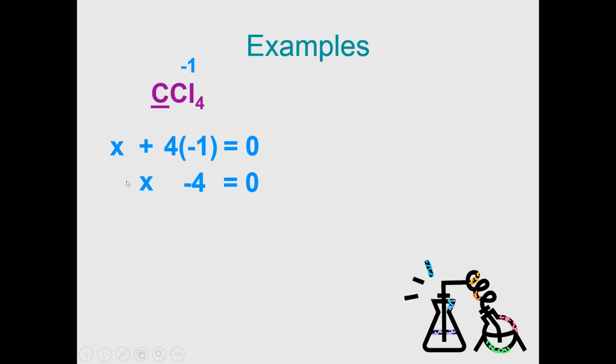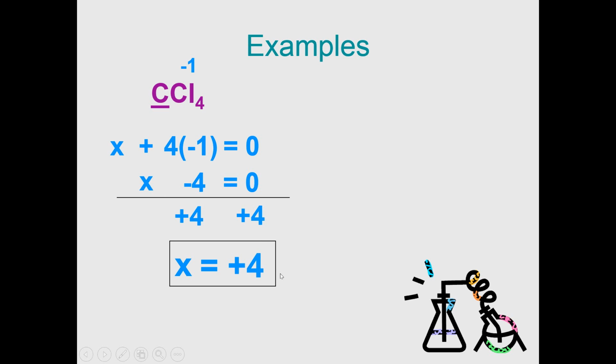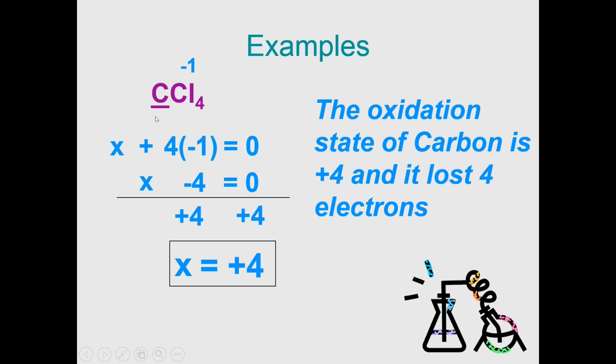So now I have x minus 4 equals 0. And I'm trying to get x by itself. So whatever you do to one side of the equation, you have to do the other. So I'm going to add 4 to each side because I'm trying to get rid of this -4. And when I add 4 to each side, I end up with x equaling +4, which is now the oxidation number for carbon. So the oxidation state of carbon is +4, and it lost 4 electrons.